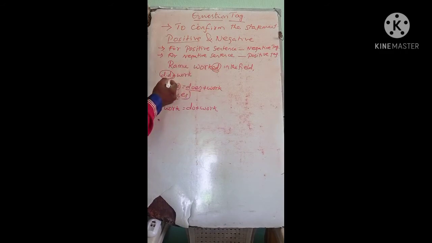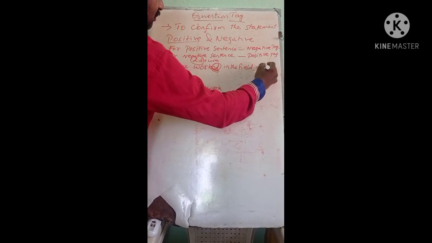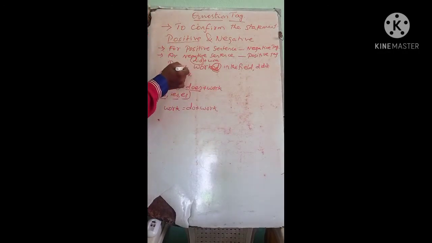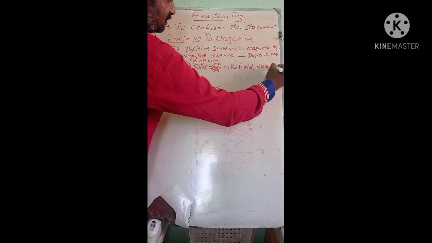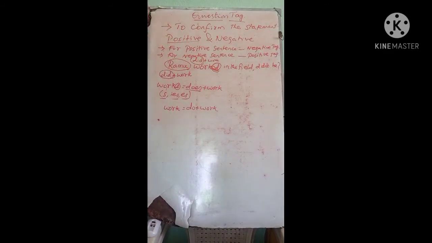See, Ramu worked. So the verb is in the past tense. How do we get an auxiliary? If it is a past tense, did plus the main verb. So did plus what's the main verb? Work. So now we got the auxiliary, so we can add not with it. Did plus not, didn't. And we should write the subject pronoun. What's the subject here? Ramu. What's the pronoun of Ramu? He, since it's masculine and singular. So the answer is: didn't he.